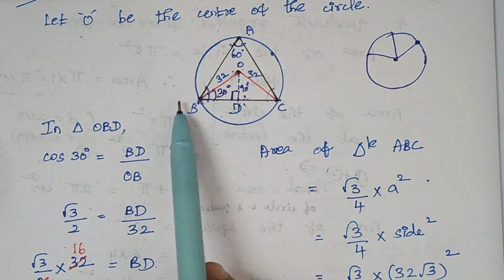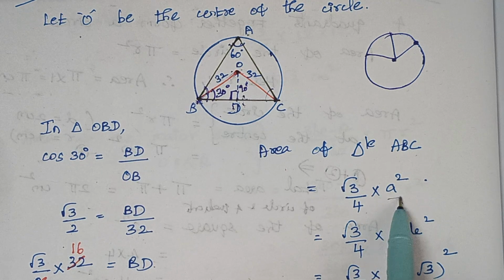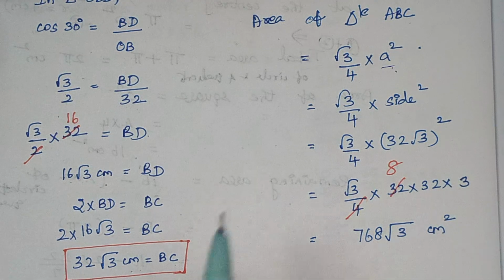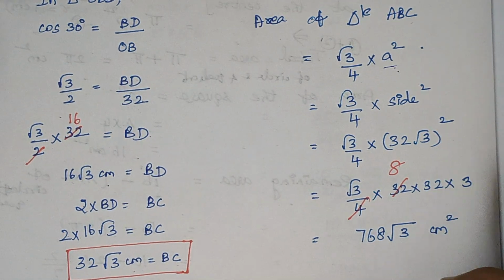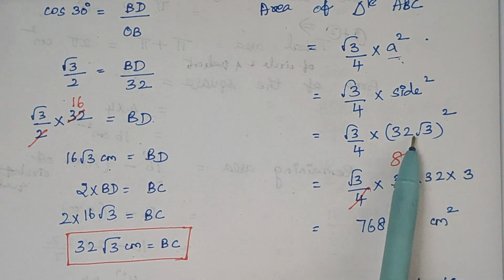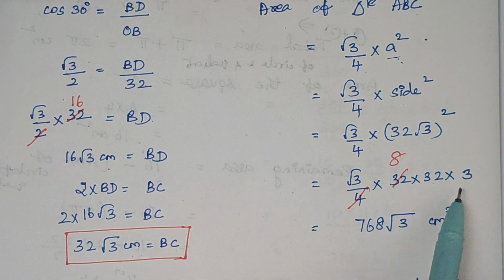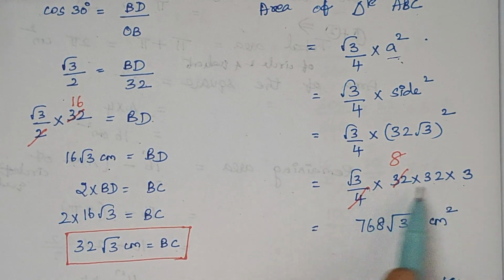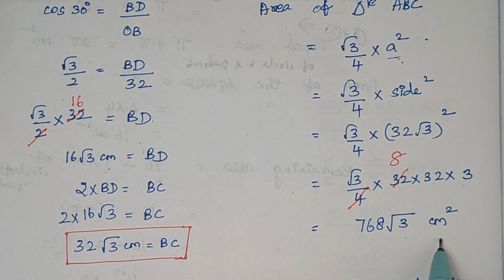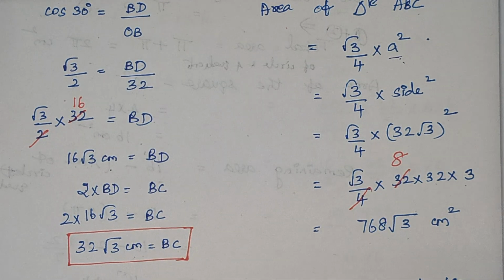Therefore, the area of triangle ABC is given by root 3 by 4 a square, where a is the side. What is the value of the side? Here it is 32 root 3. Just substitute the value: 32 root 3 whole square. 32 square is written as 32 into 32 and root 3 the whole square becomes 3. Just multiply, and we get the answer as 768 root 3 centimeter square. Now we have calculated the area of the equilateral triangle.